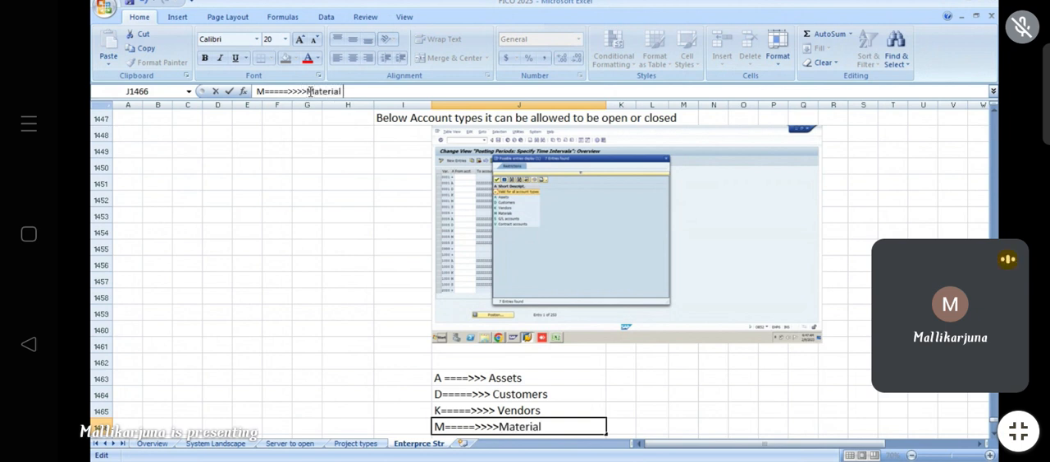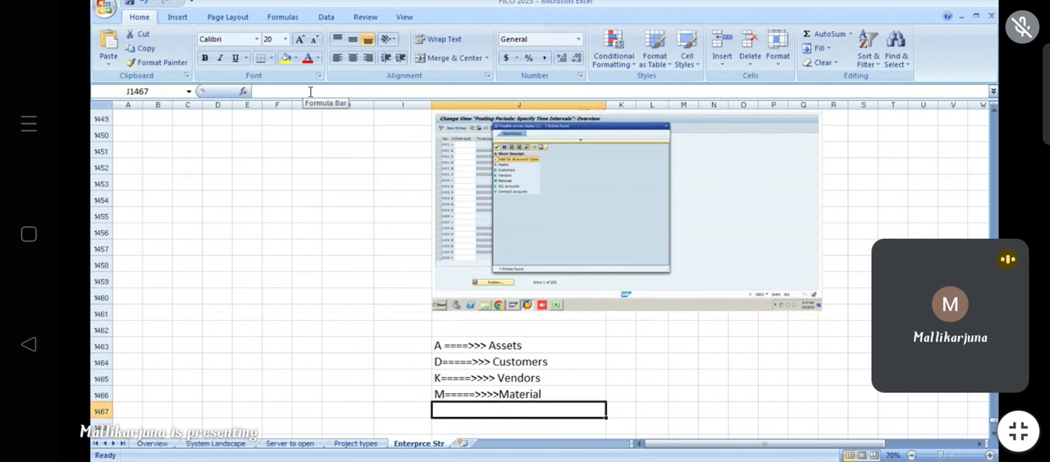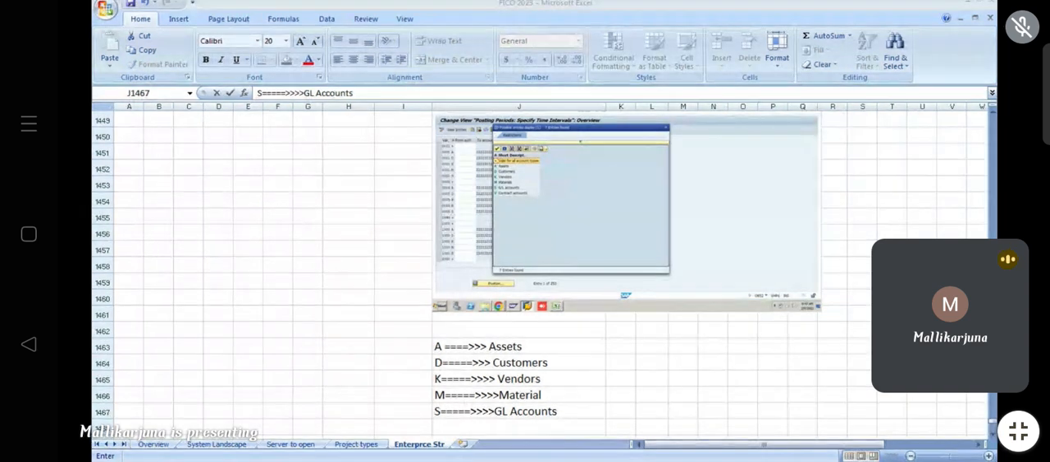Material. Okay. Why have we given these controls? Yes, nothing but GL accounts. Slowly we will understand these account types. We have given account type controls in order that you can control the periods to be open and closed for assets, customers, vendors, materials, and GL accounts. Indeed, I would say that these are the submodules. Each account type represents one submodule.